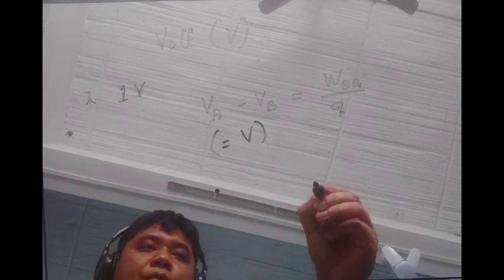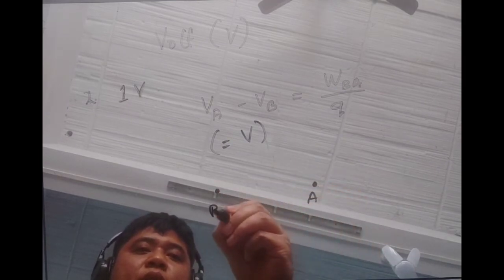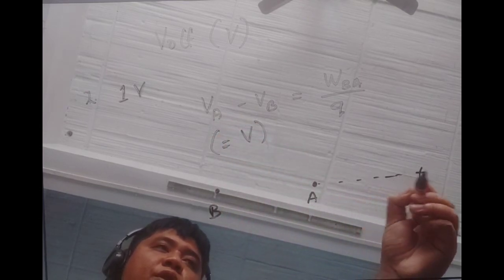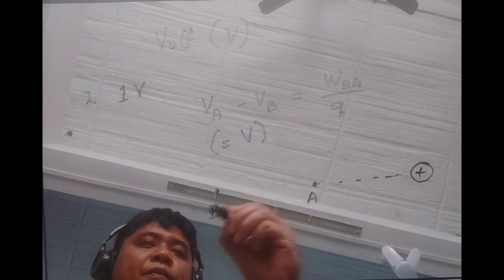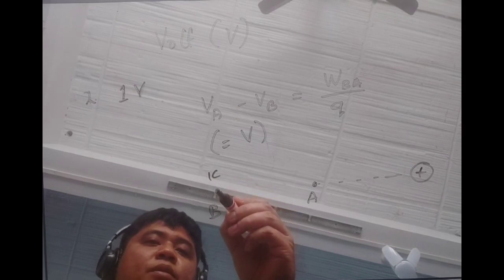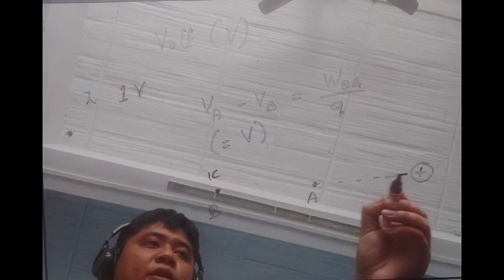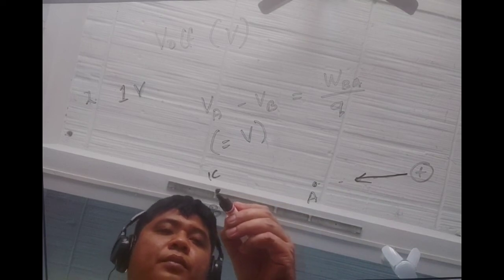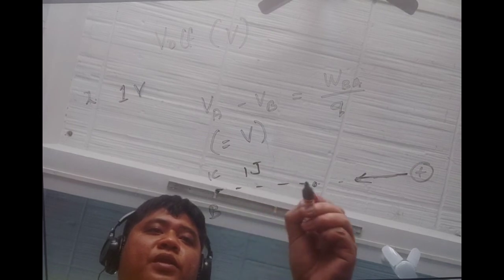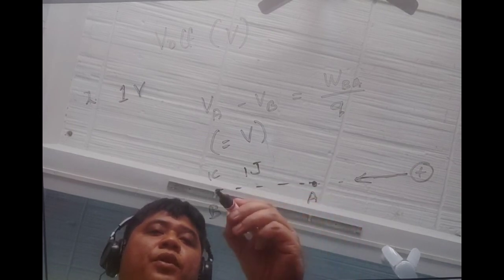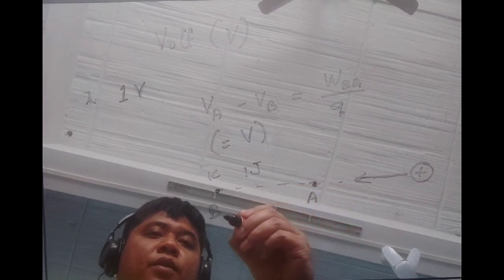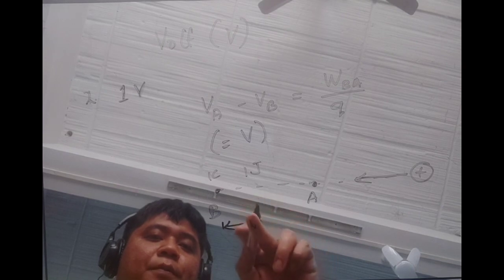Let's consider 2 points, point A and B. Here, point A is higher potential, so it will be closer to the positive charge. If we want to move one coulomb of charge from point B to A against the electrostatic field, we need to do some work. If the work done is 1 joule, then we can say that the potential difference between point A and point B is 1 volt.